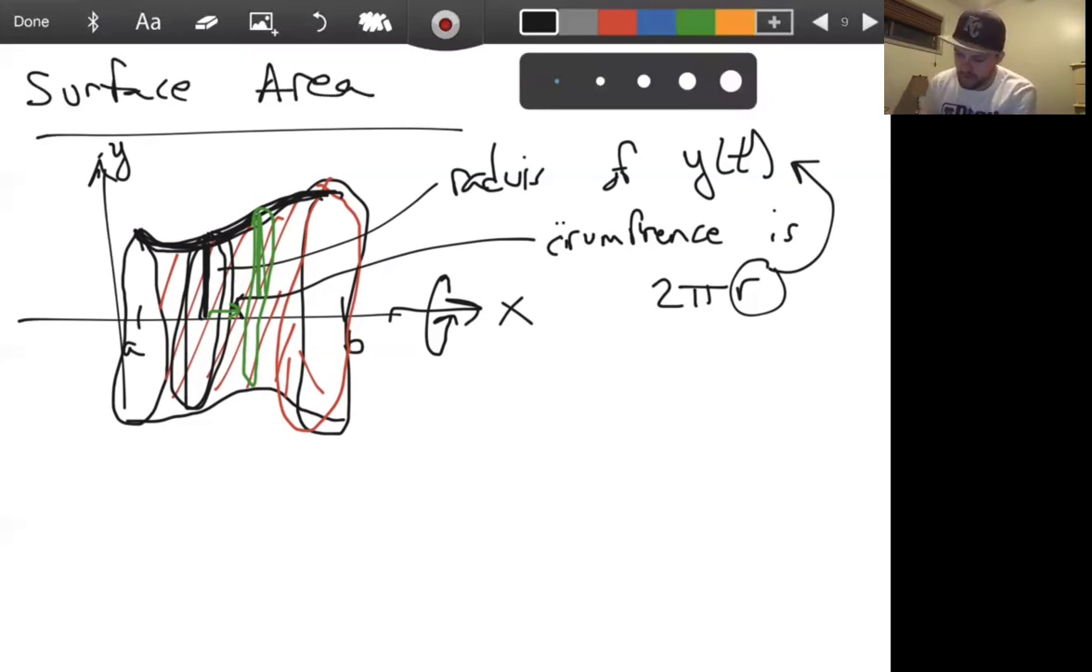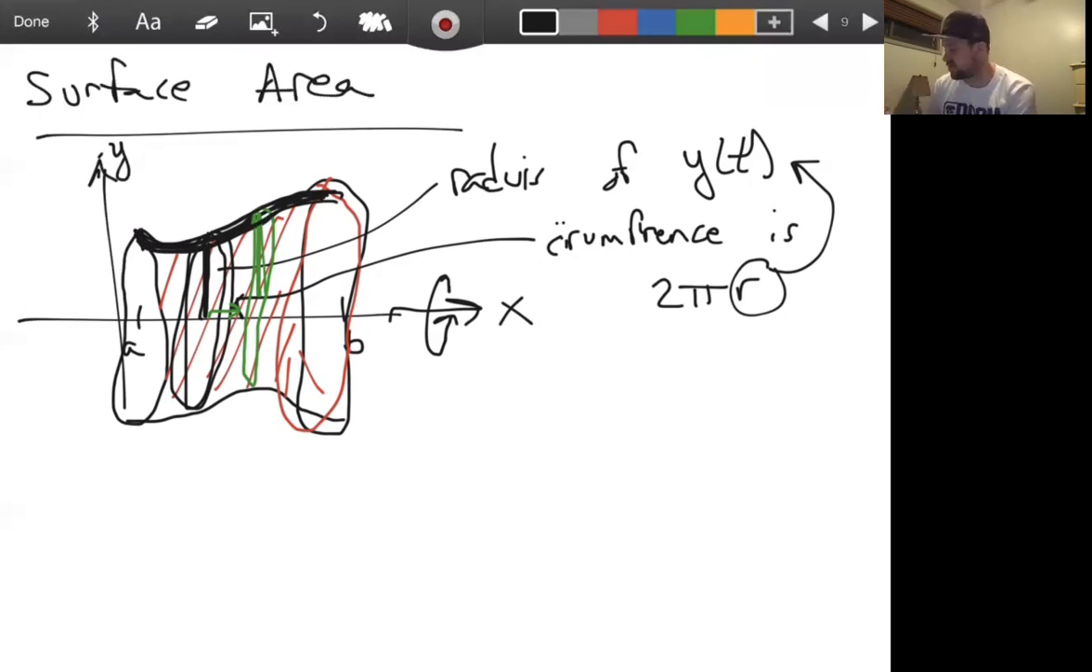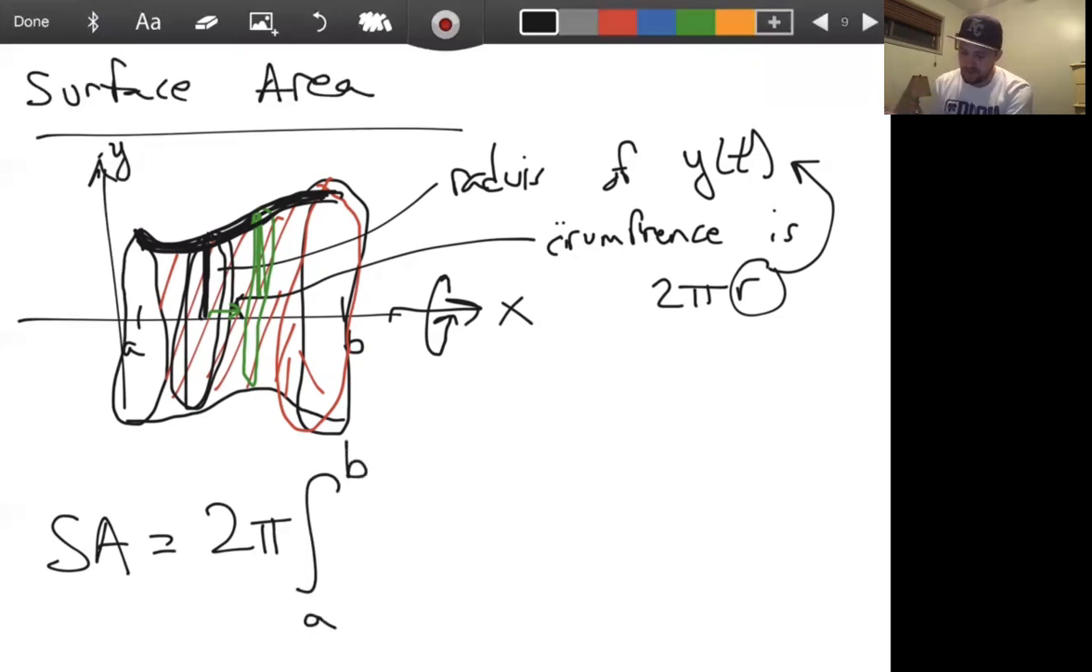But then we need that times the length of this solid, but we know what the length of the solid is. It was the integral we just had, right? So that means the integral for surface area is going to be 2 pi r, right? Integral a to b. I'm going to write the r inside the integral, right? First off, it would all be in the integral. I can pull out the 2 pi, right?